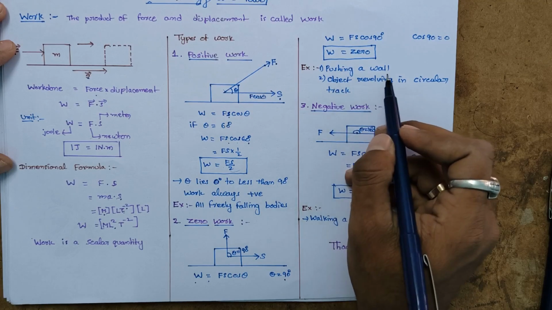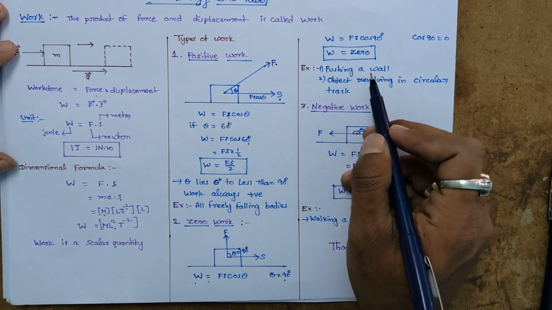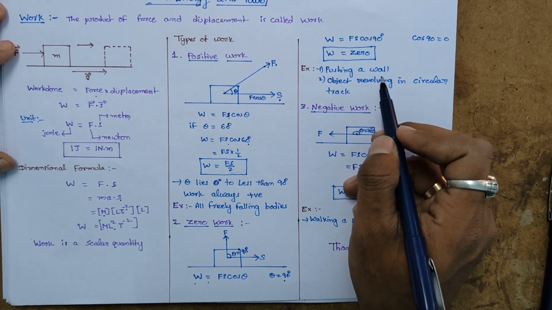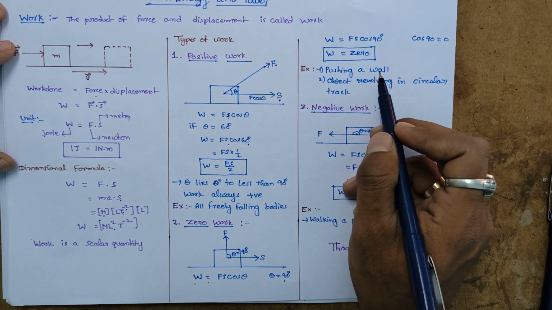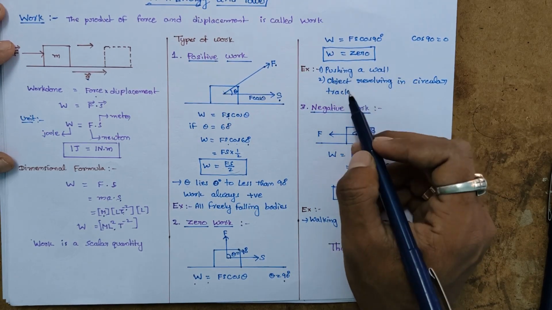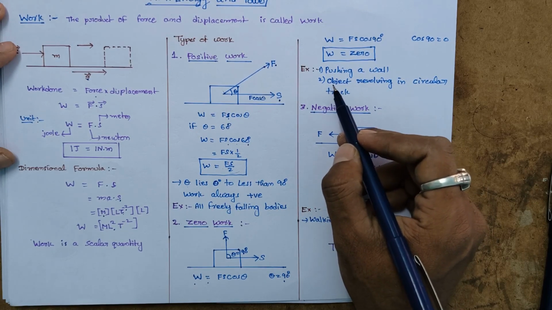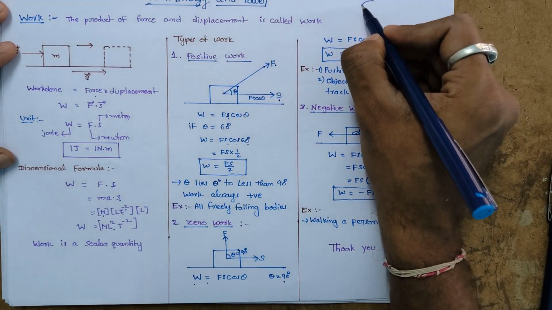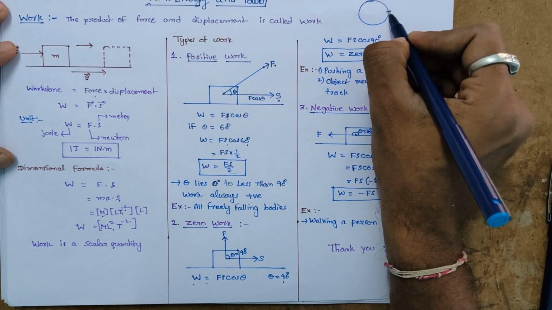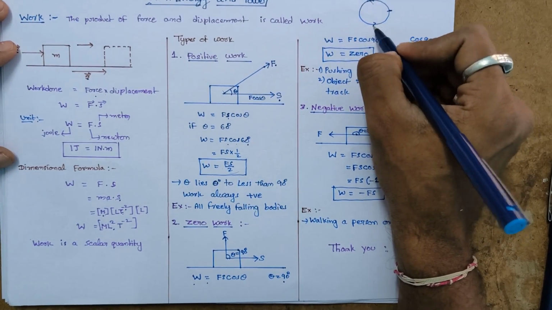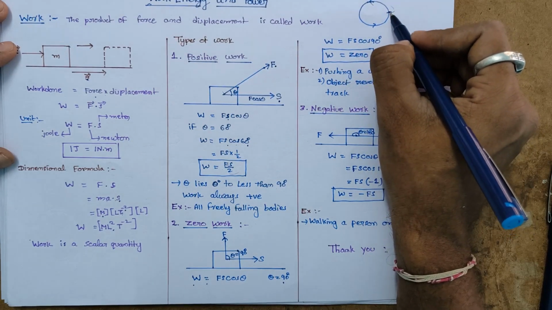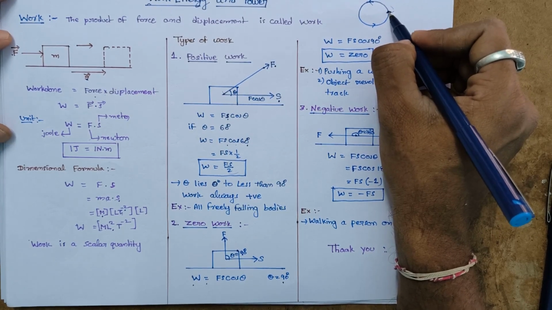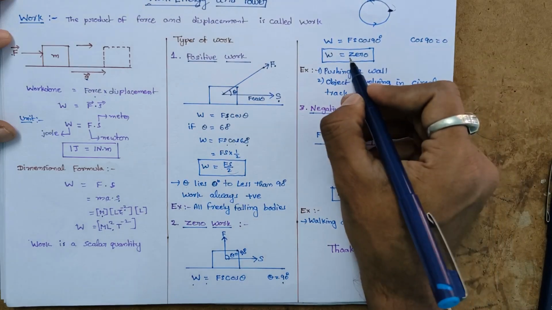The best example is pushing a wall. If you apply some external force on the wall, it doesn't move, so the displacement is 0, even if you apply a large force. That is one example. The second example is an object revolving in a circular track. This is the initial position of the object, and the object moves anti-clockwise and finally reaches the same position. For one complete revolution the displacement is 0, so force into 0 gives zero work done.